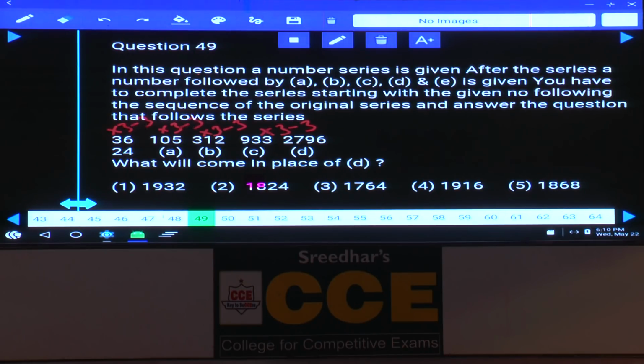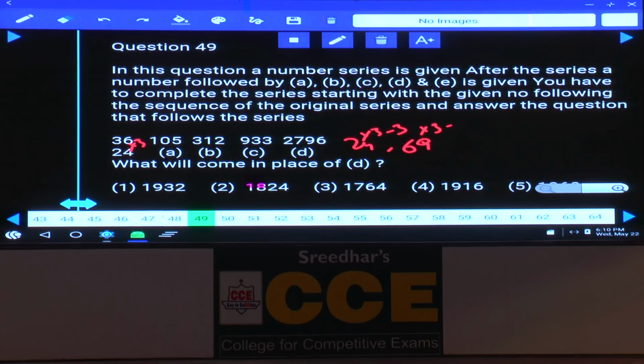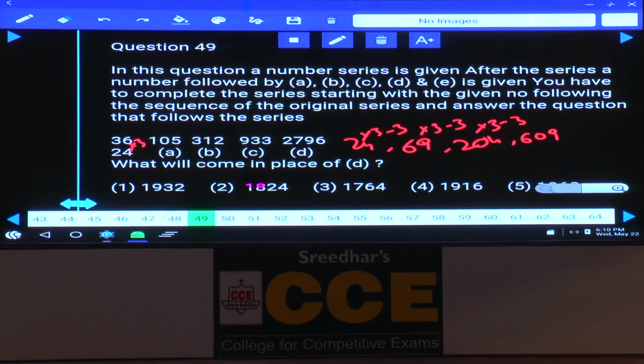Then now we need to start with 24. Now 24 and D, tell me what is the answer here? Now 24 into 3 is how much? 72. 72 minus 3 is 69. Now 69 into 3, 70 into 3, 210, minus 3, 207. 207 minus 3, 204. And 204 into 3, how much is that? 612. 612 minus 3, 609. Now it is 609. Now A, B, C. 609 into 3, 1827 minus 3, 1824, choice 2.